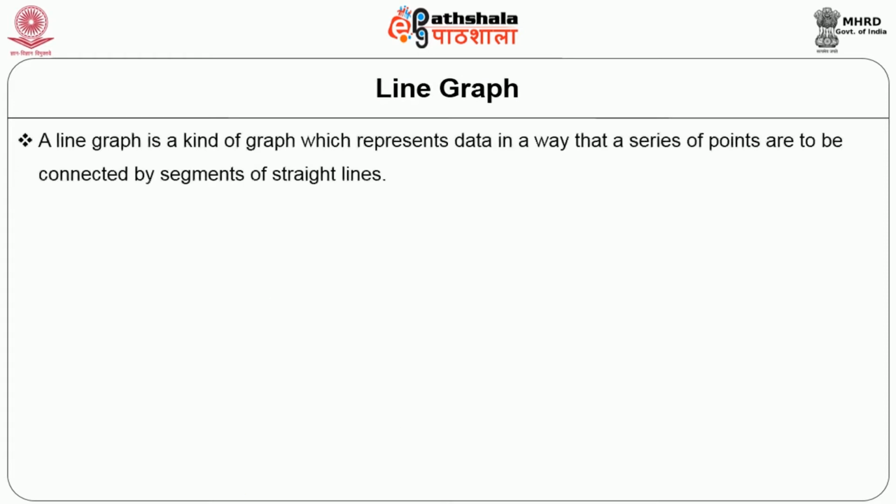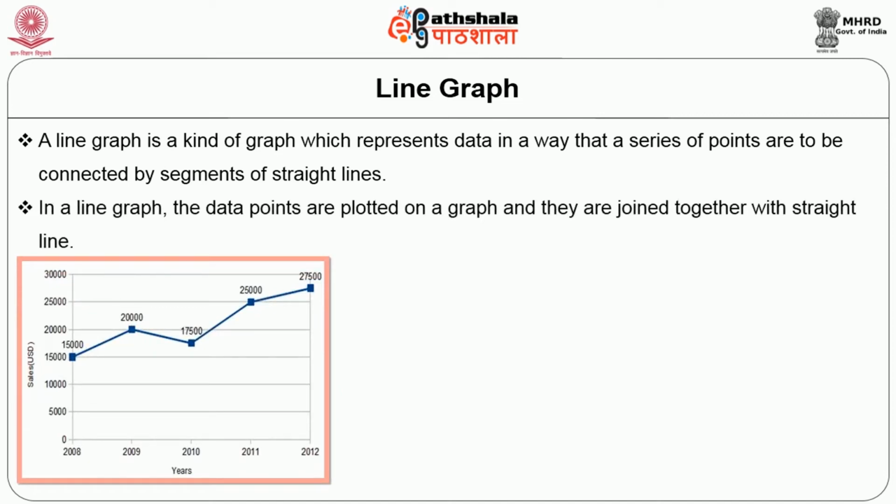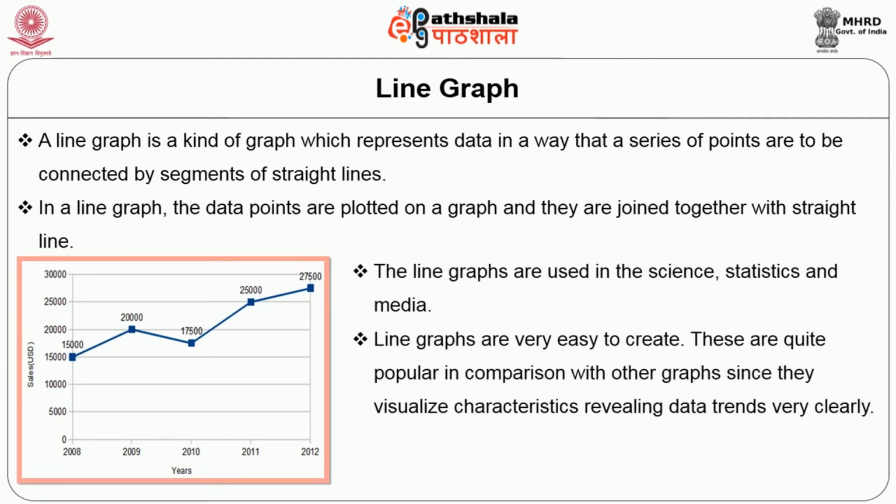A line graph is a kind of graph which represents data in a way that a series of points are to be connected by segments of straight lines. In a line graph, the data points are plotted on a graph and they are joined together with straight line. A simple line graph is illustrated in the following diagram. The line graphs are used in the science, statistics and media. Line graphs are very easy to create. These are quite popular in comparison with other graphs.